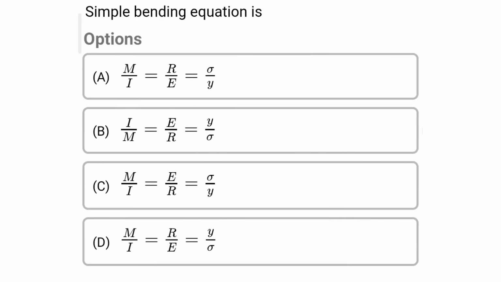So next question, simple bending equation is option A M by I equal to R by E equal to sigma by y, option B I by M equal to E by R equal to y by sigma, option C M by I equal to E by R equal to sigma by y, option D M by I equal to R by E equal to y by sigma. So the correct answer is option C M by I equal to E by R equal to sigma by y.